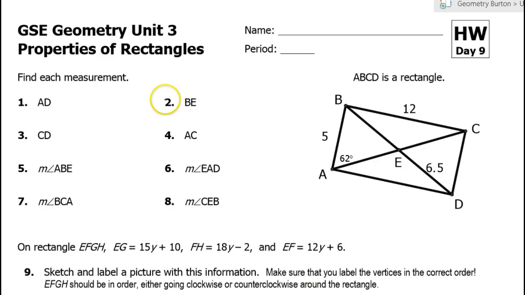All right, so looking at this picture, we're given some information. I've got an angle here, I've got a side. Let's see what we can figure out. Problem number one, we're supposed to find the length of AD. AD is this segment right here. Well, opposite sides of any parallelogram are congruent. So if BC is 12, then AD is also 12.